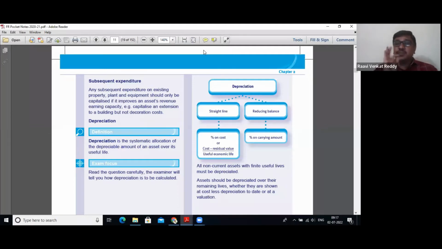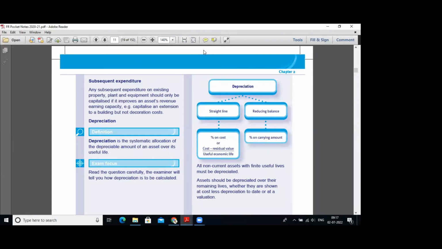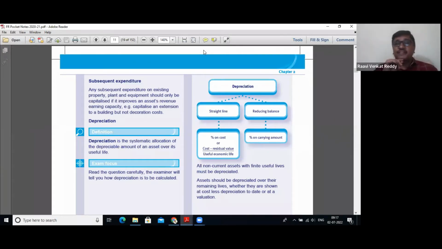So my question is simple. Do we need to estimate the useful life of an asset only one time, or every year do we need to estimate? Every year we need to estimate. Every year. Perfect. Very good. Every year we need to estimate because generally these are known as accounting estimates. Now, why do we need to estimate?